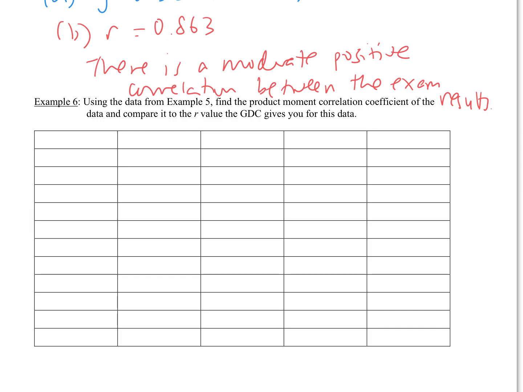Now we're going to try calculating the R value by hand, and let's see what it means. Using the data from example 5, find the product moment correlation coefficient of the data and compare it to the R value the GDC gives you for this data. I would just fill in all these values here: x and y, x squared, y squared, and x times y. So we have 92, 18, 88, 20, 30, 80, 60. I'm going to fill up all these values here.